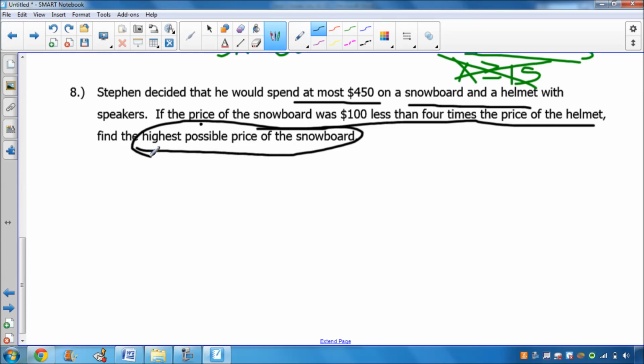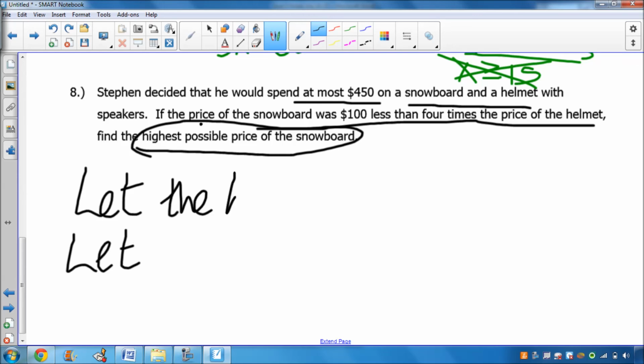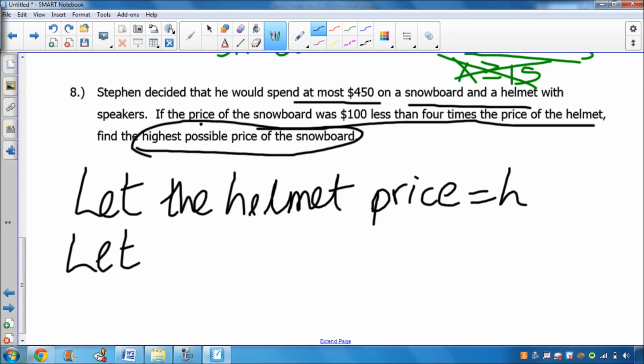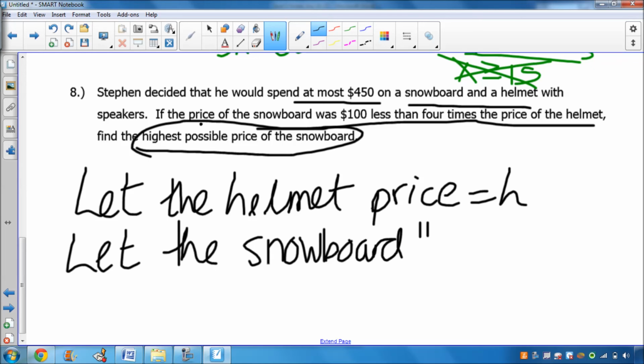So that means I'm going to have to write 2 let statements. Now the question is, which one do I need to know first? Well, the snowboard is based on the helmet, so I need to have the price of the helmet first. So I'm going to say let the helmet price equal any variable you want. I'm going to say equal h, okay? And then I'm going to say let the snowboard price equal, what does it say? It's 100 less than 4 times the helmet. So I'm going to take 4 times the helmet and subtract 100.